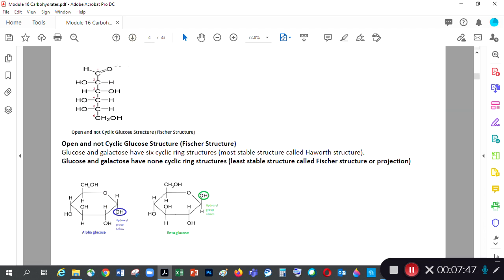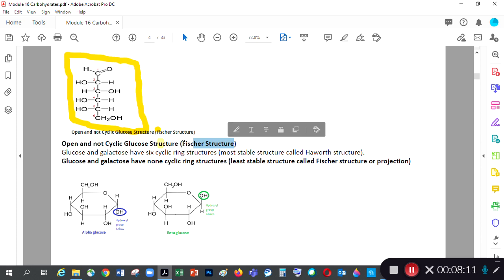So here we can go and look at the whole thing. We have here a Fischer. As I said, this is Fischer. This is the Fischer projection.